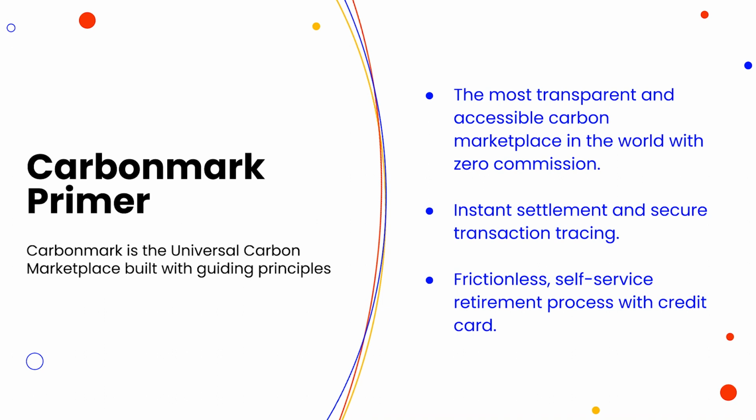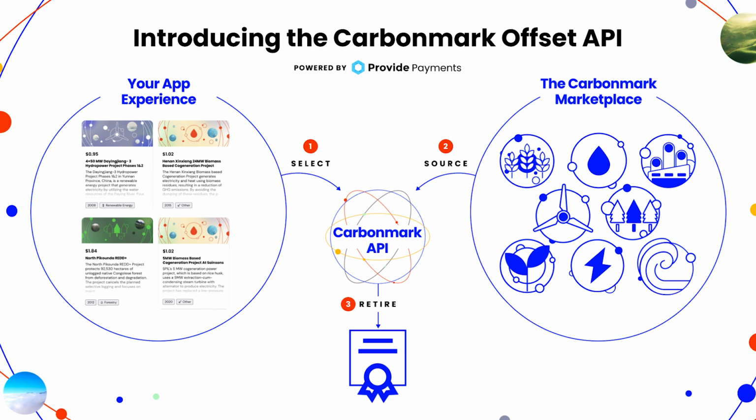But today, what I want to present is what we call the Carbonmark Offset API. And really what this is, is a way to programmatically interface with the Carbonmark marketplace. So what this means is that if you're an app developer, so for instance, if you have a shop front, or if you are selling airline tickets, a tourist experience, a particular brand that incorporates environmental messaging into its customer experience, if you have a supply chain application and you need to track and retire offsets, that's also something that the API can do.